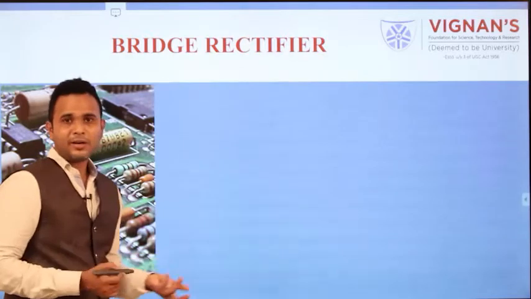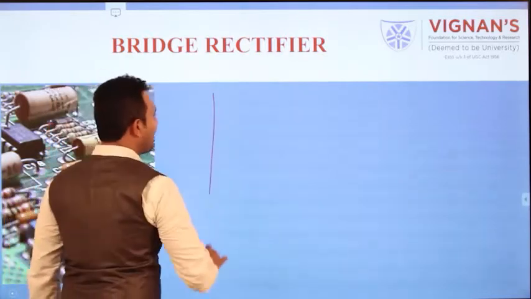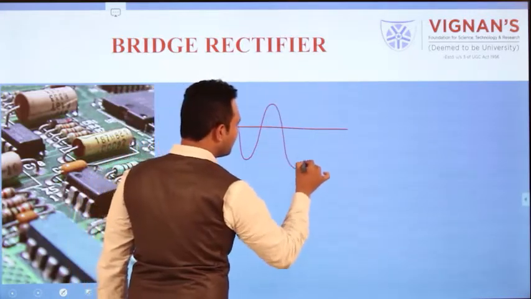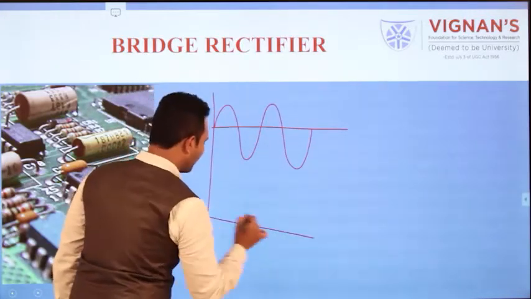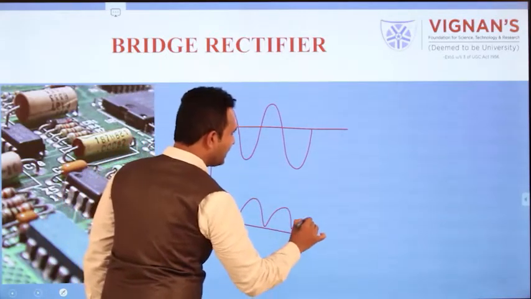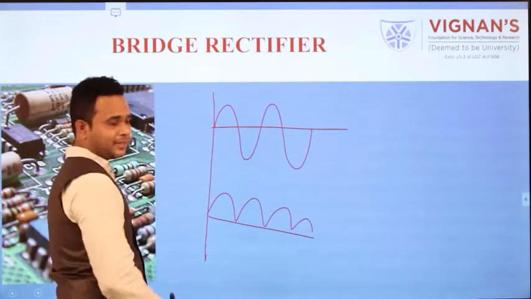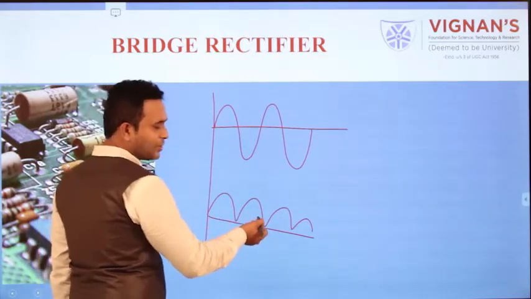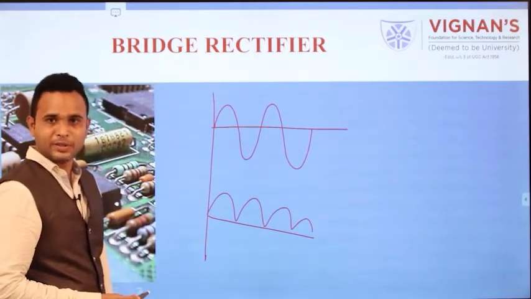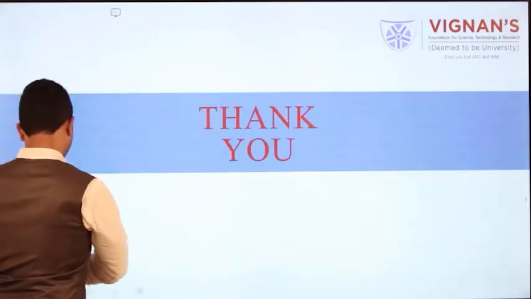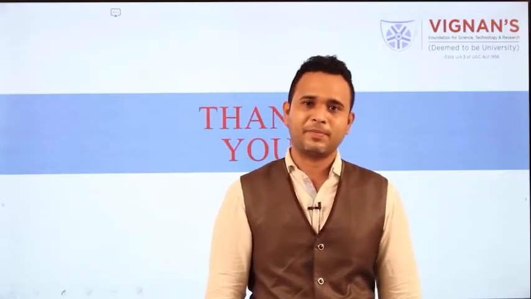For the waveforms, here we have only one sine wave, but we are getting continuous positive pulses. The first positive pulse comes with two diodes, and the second positive pulse comes along with the other two diodes. This is the operation of the bridge rectifier. This is about the operation of the rectifiers.